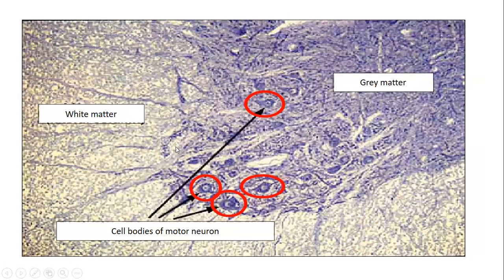This is the larger picture of the anterior horn, or ventral horn. You can see this is the cell body of the motor neuron. The cell body of the motor neuron is very huge compared to the cell body of the neuroglial cell, so it's very easy to differentiate. You can see here, this is the ventral horn, the gray matter, and this is the white matter.